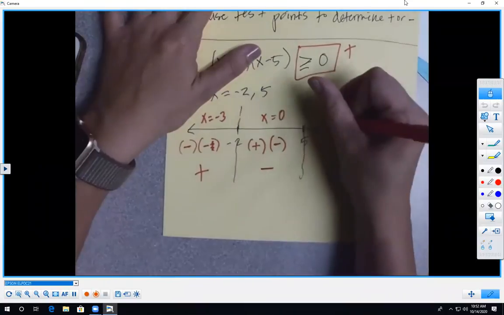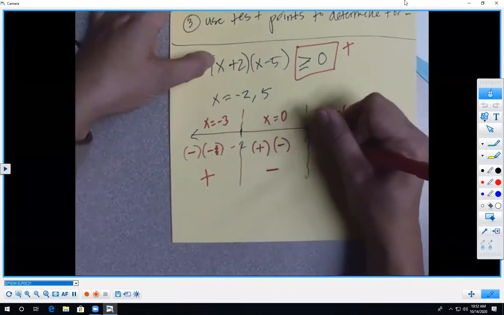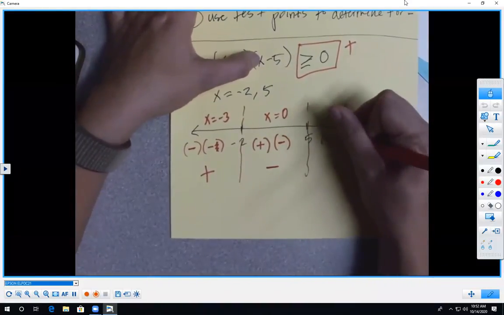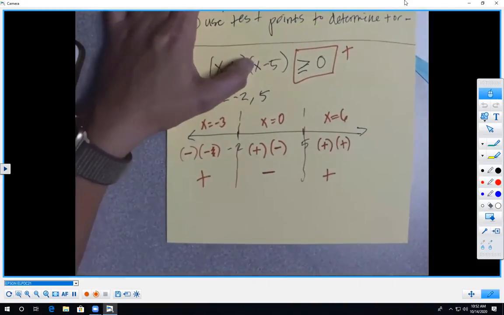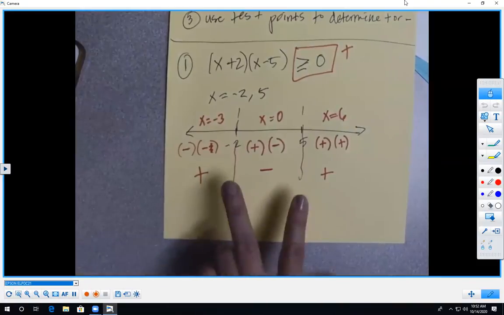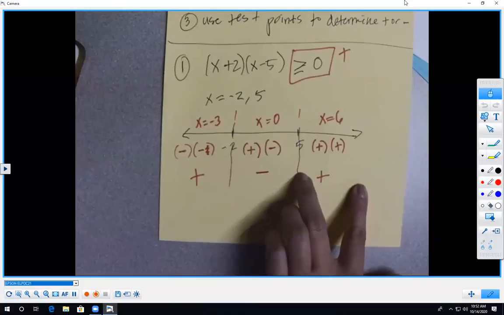A number bigger than 5, I'm gonna pick 6. When I plug in 6, 6 plus 2, is it positive or negative? Positive. 6 minus 5 is also positive. Positive times positive is positive. So I can see on the left-hand side of -2, my graph is positive. In between -2 and 5, it's negative. Bigger than +5, it's positive.